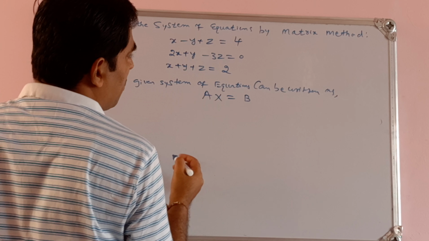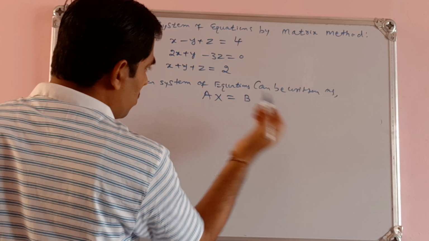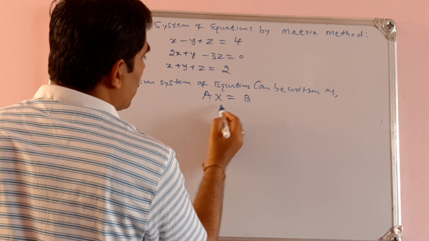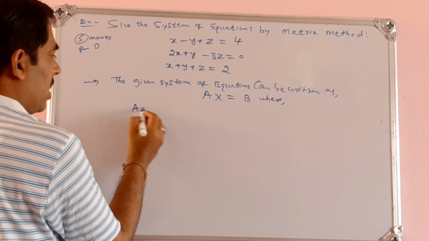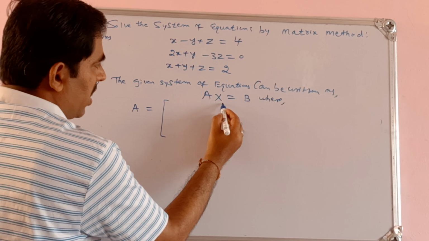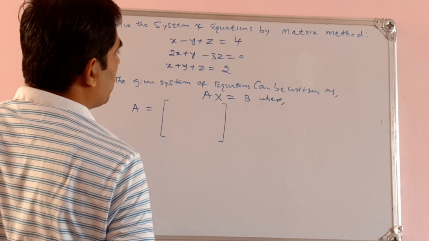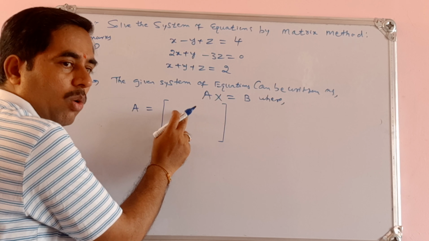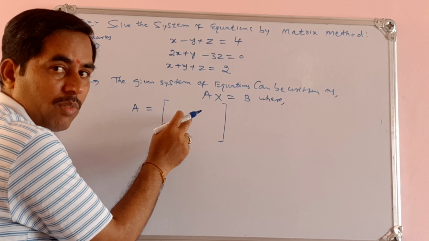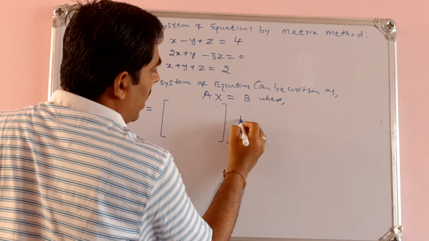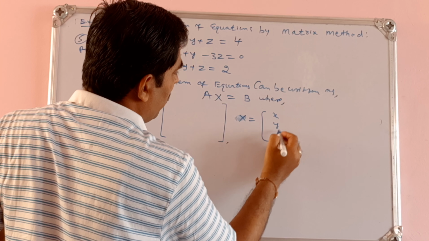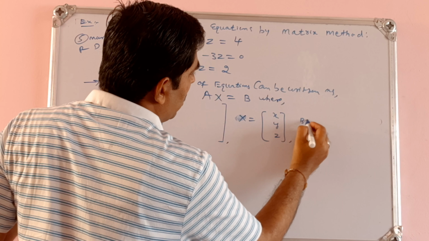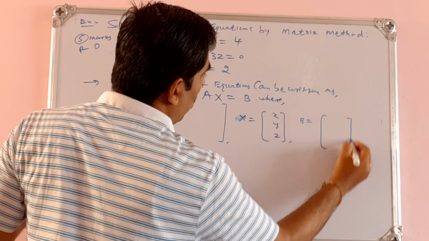As usual, the given system of equations can be written as AX is equal to B, where if I solve for X I get A inverse B. So we have to write 3 matrices. One is the coefficient matrix of real numbers, these are the coefficients of x, y, z. X is a matrix of unknowns, and this B is a column matrix which contains constants. The constants you can write as 4, 0, 2.